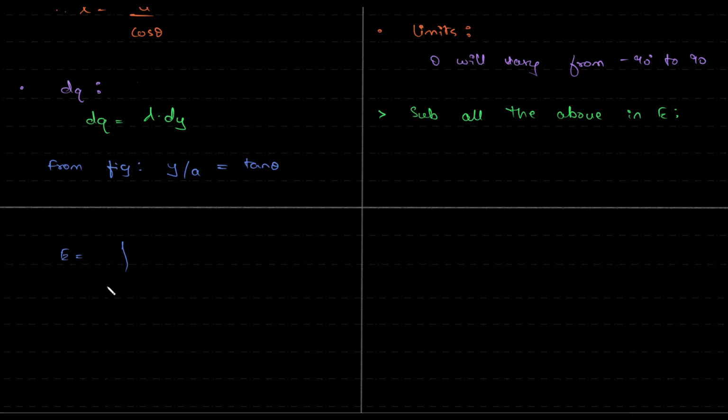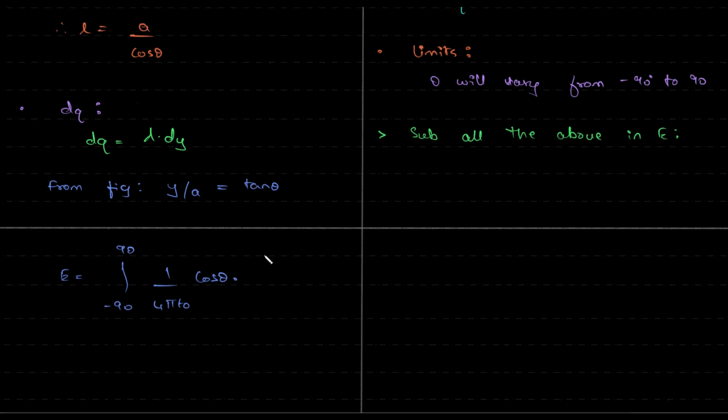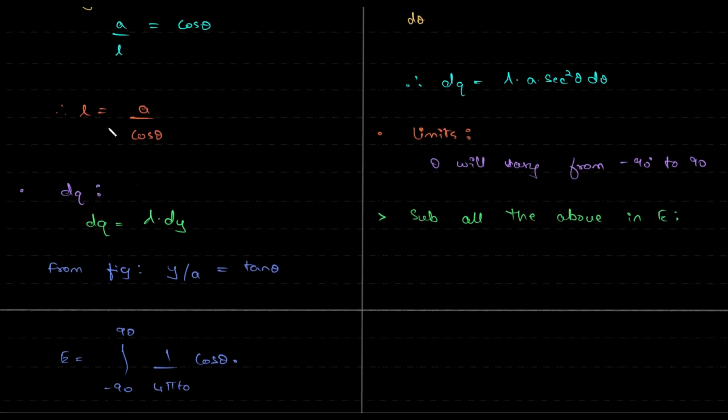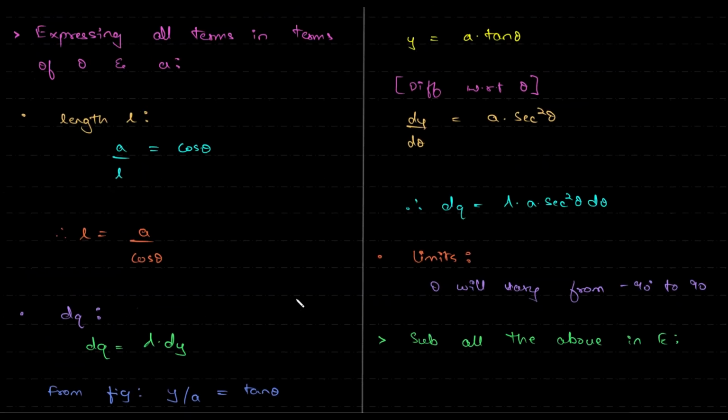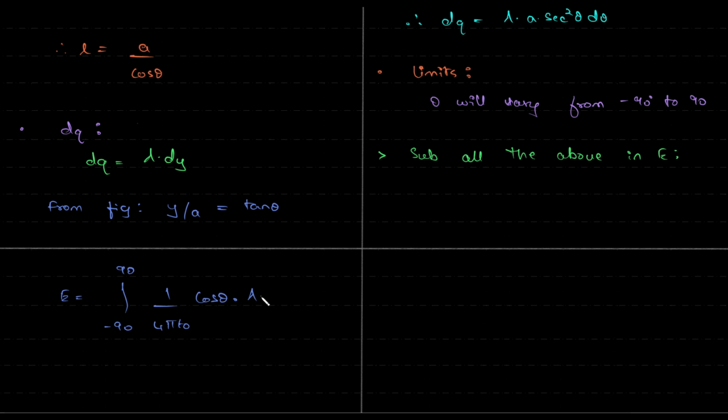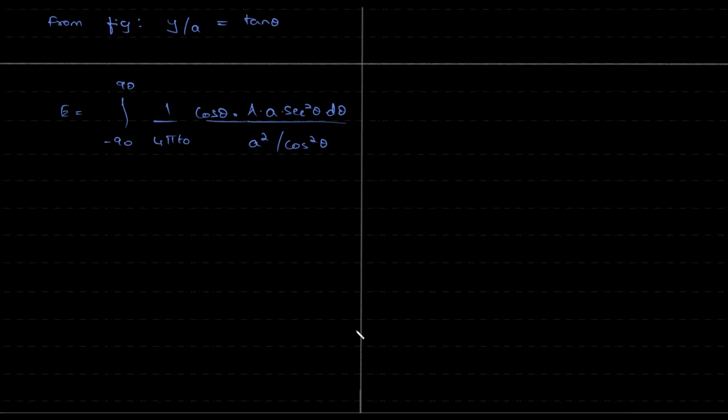E will be equal to the integration from minus 90 degree to plus 90 degree, and 1 by 4 pi epsilon naught, that will not change. And we have cos theta, if I remember right. And what else do we have? We have L in the denominator, dq in the numerator. So dq is lambda a secant square theta d theta, and in the denominator we have L square, that is a square divided by cos square theta. Now it's just a matter of simplifying it.